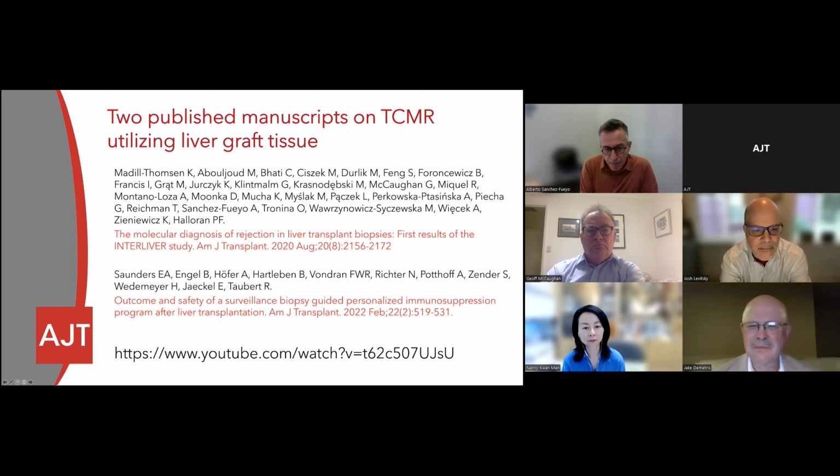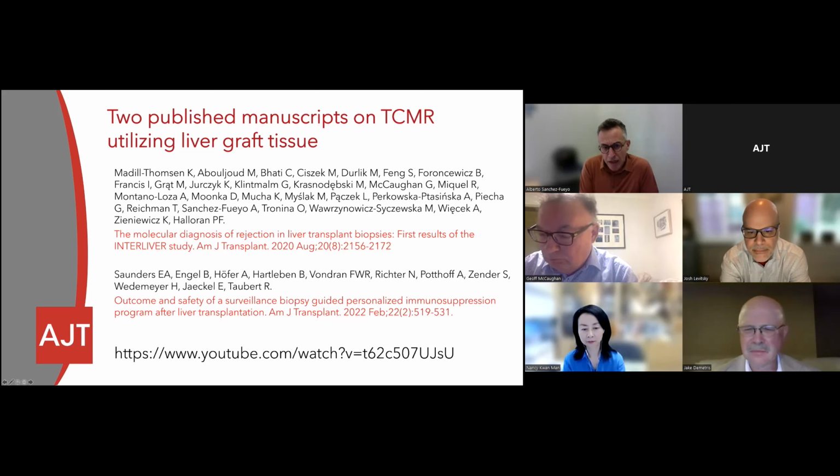The first paper is the molecular diagnosis of rejection in liver transplant biopsies, the first results of the Interliver study. This was a multi-center study led by Phil Halloran in Edmonton, and the first attempt to implement this transcriptional gene expression tool, the molecular microscope, previously studied mostly in kidney and heart transplantation, in liver biopsies. It follows the methodology of the previous kidney and heart studies, in that it involved mostly for-cause biopsies within multiple clinical sites and without central pathology. Now, the second study is a completely different type of study.